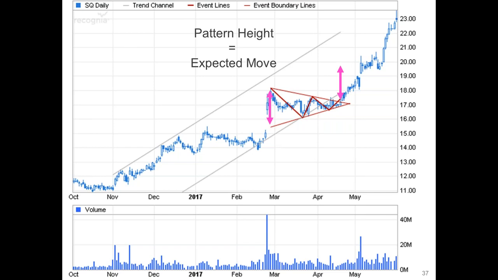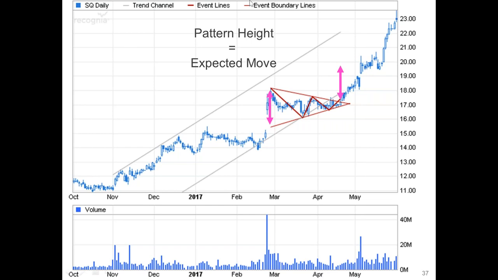So what technicians have learned to do is derive what they call the expected move, or the target price. The way that's done is by measuring the height of the pattern. We're going to measure the height of the pattern here at the widest part of the triangle. That's this purple arrow. We're going to add that amount of price to the confirmation price right here, and that gives us what's called the expected move.